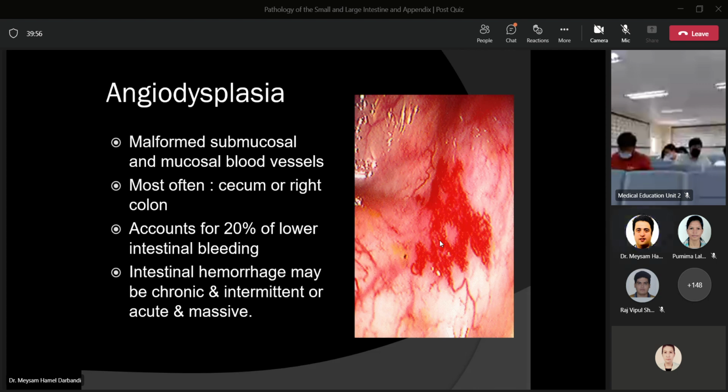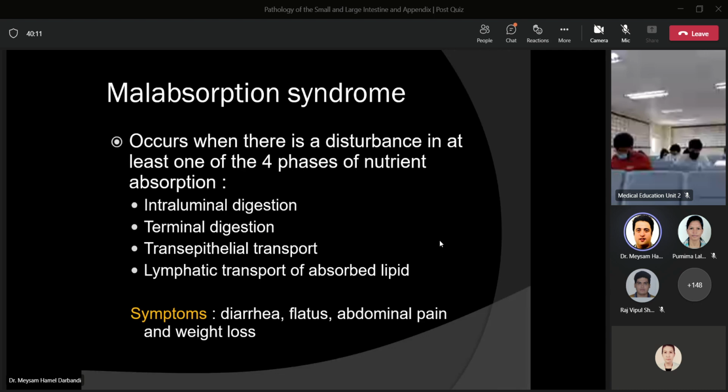Very good. Most often occurs in the cecum or right colon. Accounts for 20% of lower intestinal bleeding. Intestinal hemorrhage may be chronic and intermittent, or acute or massive. So these are very important things we should learn today, and I add some information from the Harrison US edition about malabsorption syndrome.